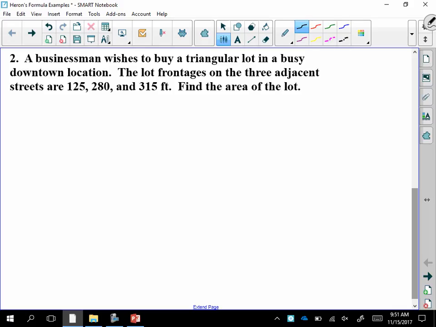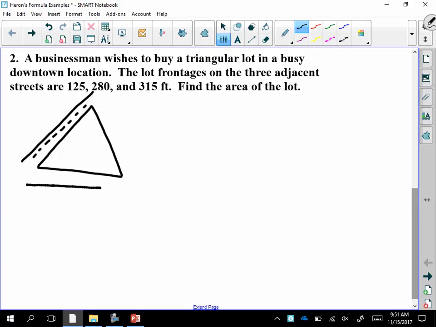All right, number 2. A businessman wishes to buy a triangular lot in a busy downtown location. The lot frontages on the 3 adjacent streets are given, and he wants to know what is the area of the lot. Again, this lot just happens to be shaped like a triangle, as these 3 streets run alongside this lot.